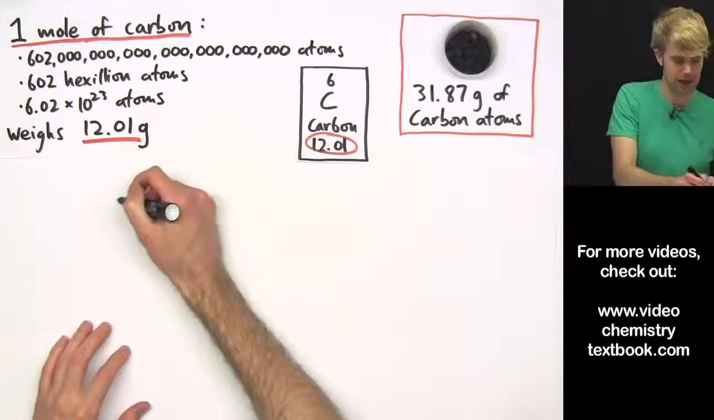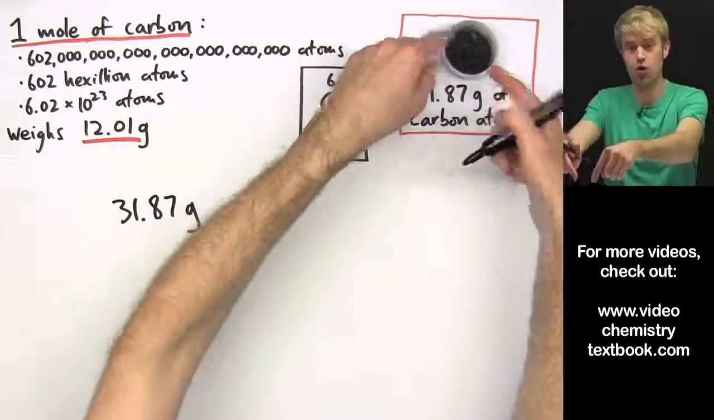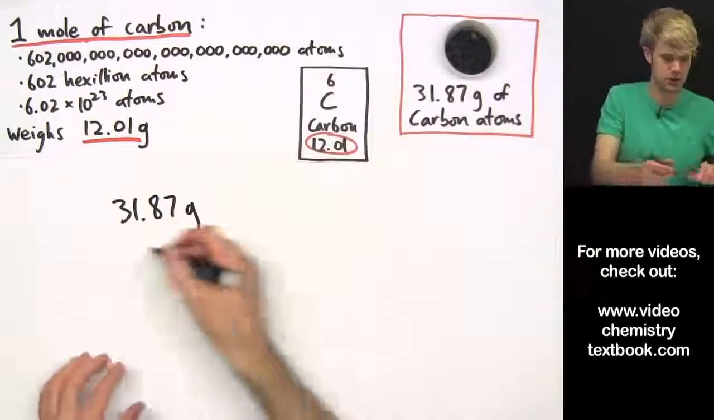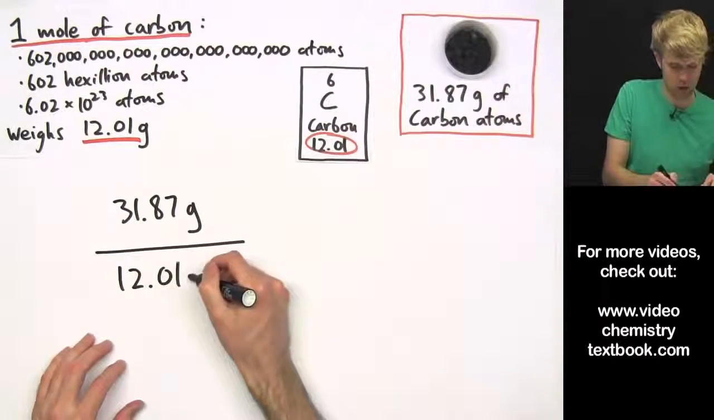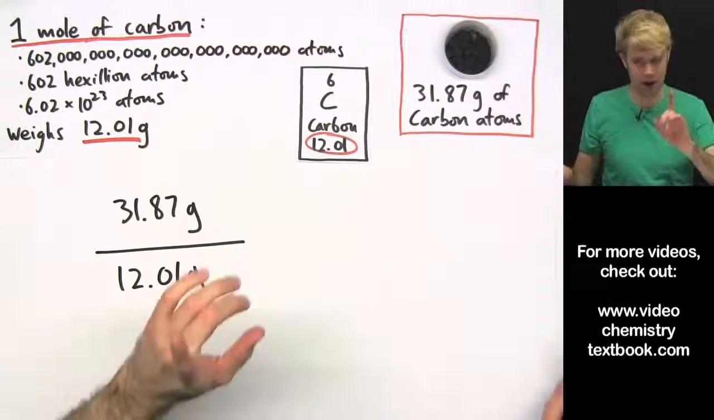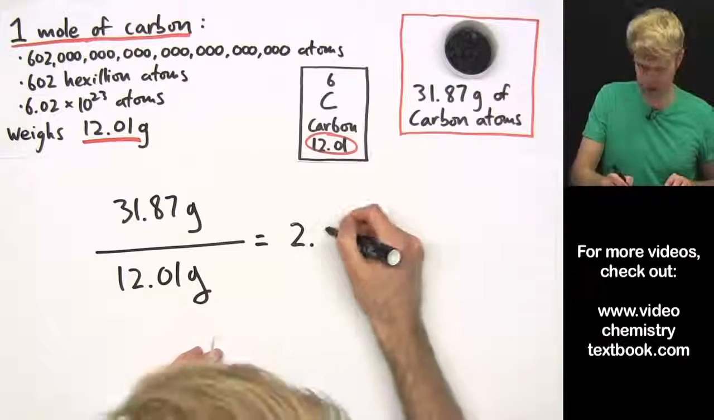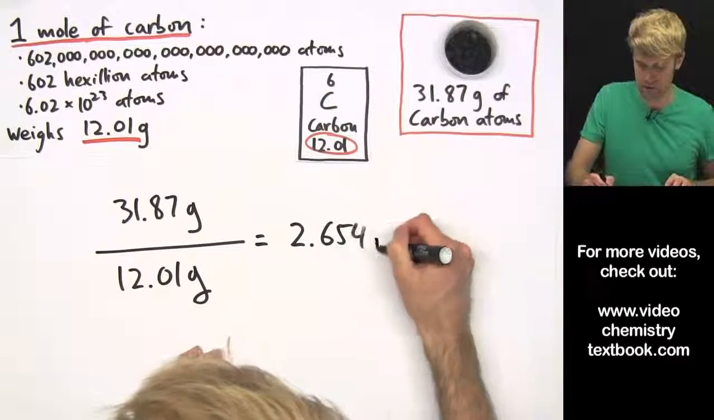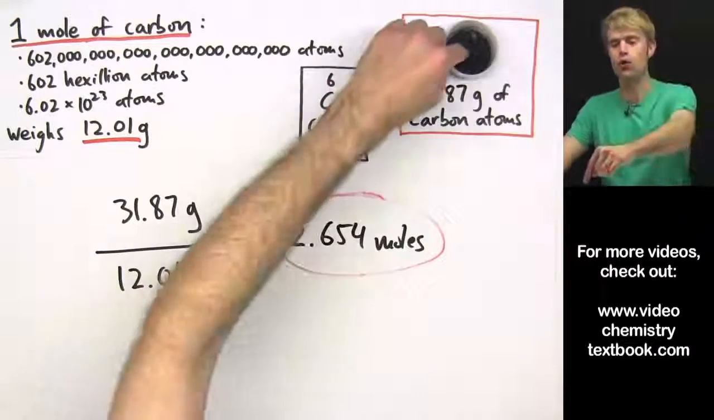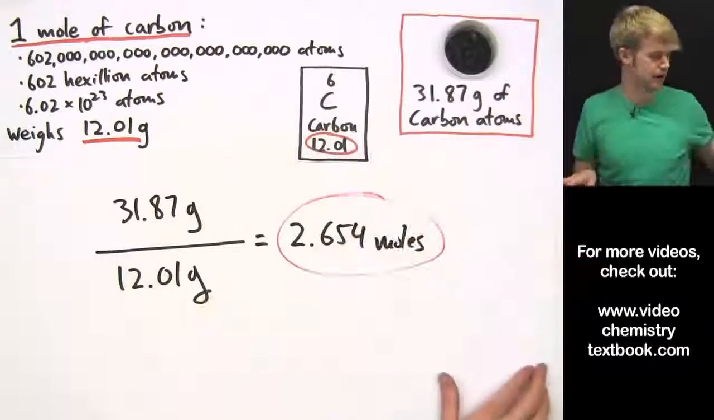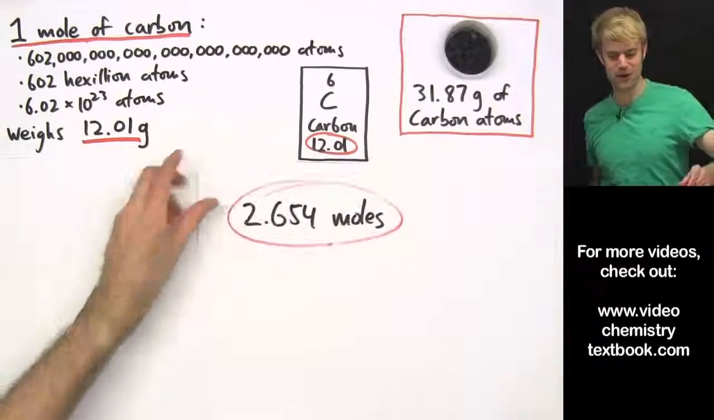We'll do that by taking 31.87 grams, the total mass of carbon atoms here, and divide that by 12.01 grams, which is how much 1 mole weighs. And when we do that, we get 2.654 moles. So that is how many moles of carbon I have in here. Okay, we'll take this number, hold on to it, because it's going to be important for what we do next.